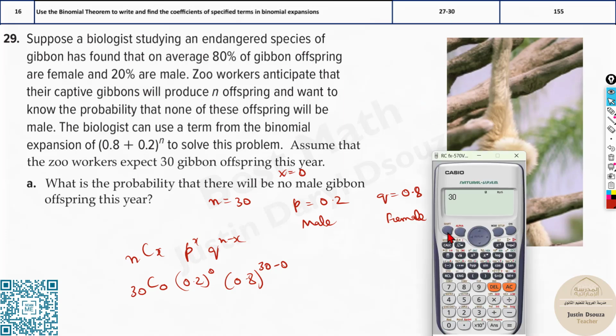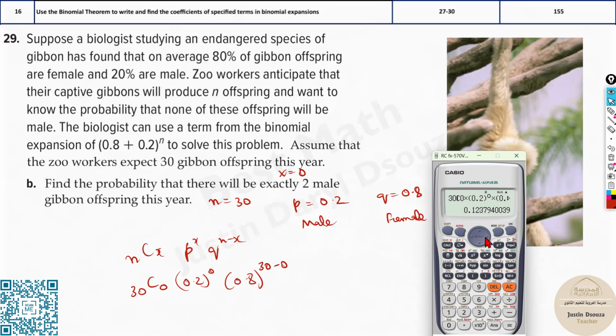So here it's 30, C by shift and the symbol, 0, multiplied with 0.2 to the power 0, again multiplied with 0.8 to the power 30 minus 0. And for the answer, I'll put a multiplication sign again, just like the previous problem, multiplied by 100. Now it's in percentage, it's 0.12%. Sorry, it's not 12, it's 0.12. Why? Because I already multiplied by 100, so the answer is in percent directly. Otherwise, the answer would be 0.0012. So we just leave it as 0.12.